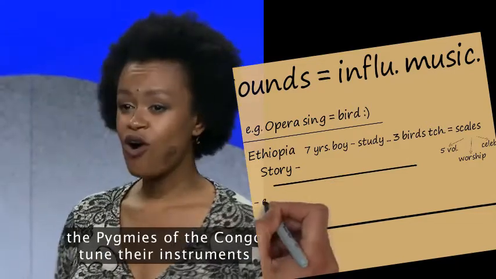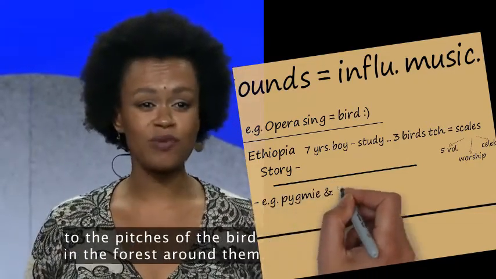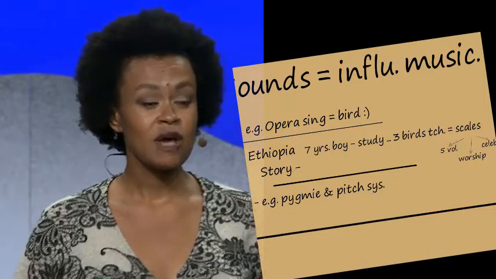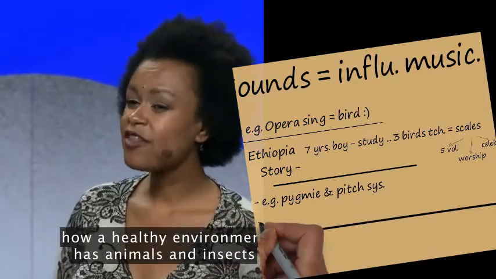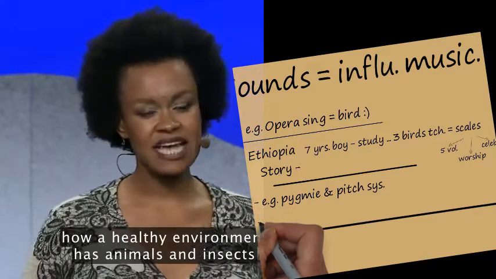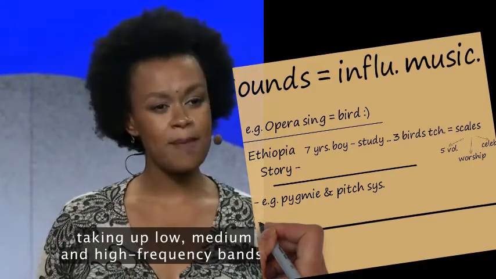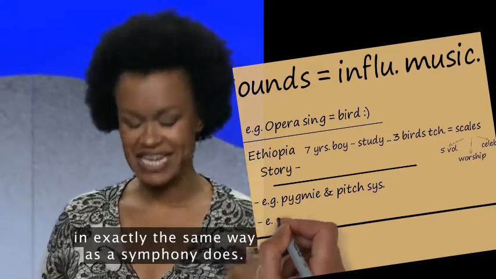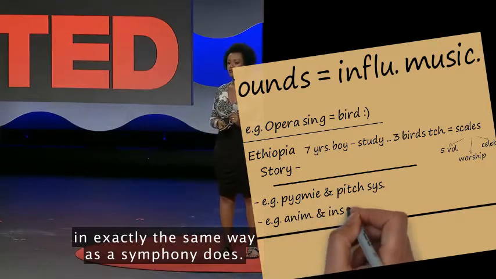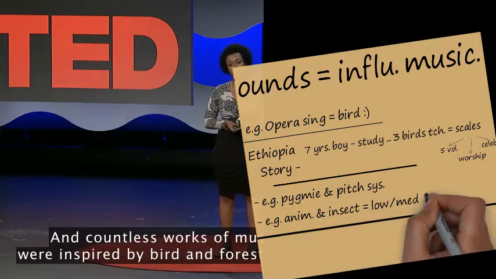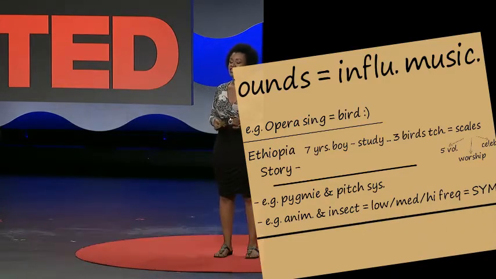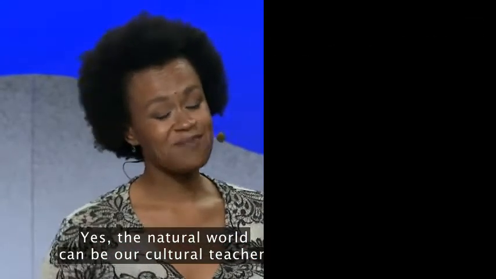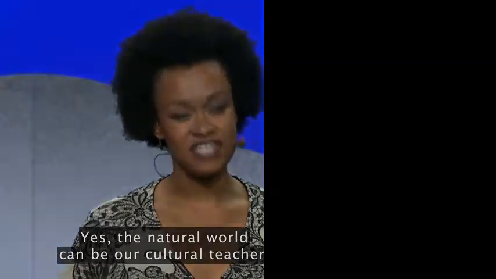The pygmies of the Congo tune their instruments to the pitches of the birds in the forest around them. Musician and natural soundscape expert Bernie Krause describes how a healthy environment has animals and insects taking up low, medium, and high frequency bands in exactly the same way as a symphony does. And countless works of music were inspired by bird and forest song. Yes, the natural world can be our cultural teacher.